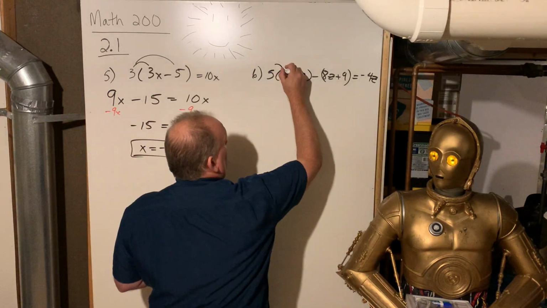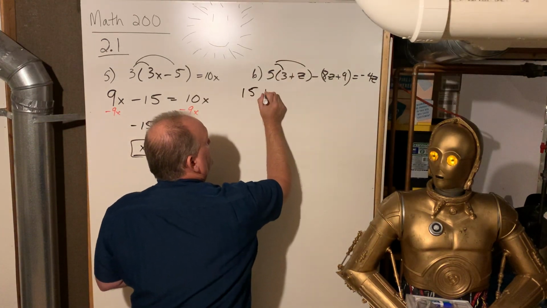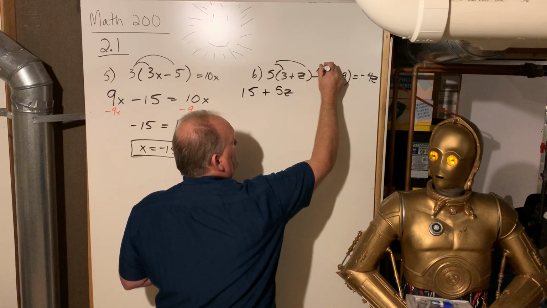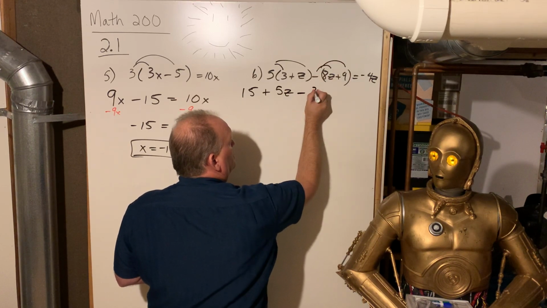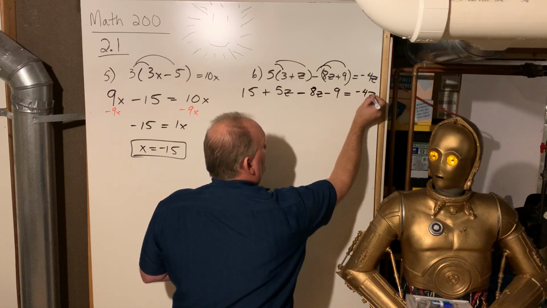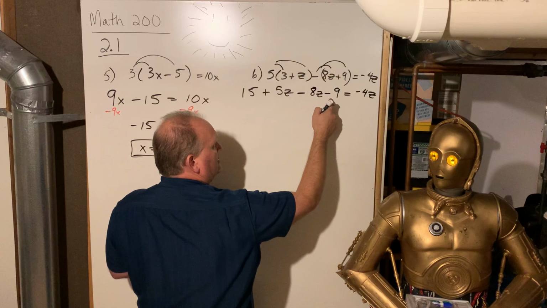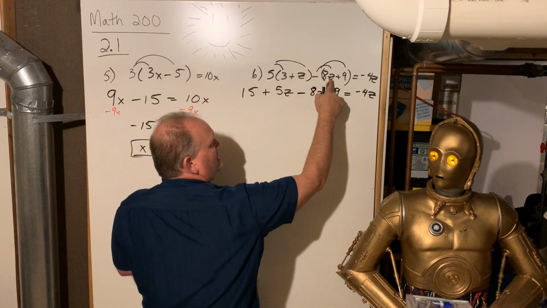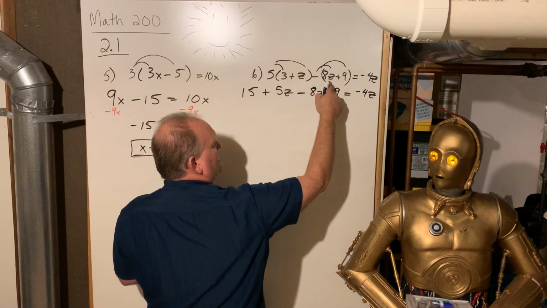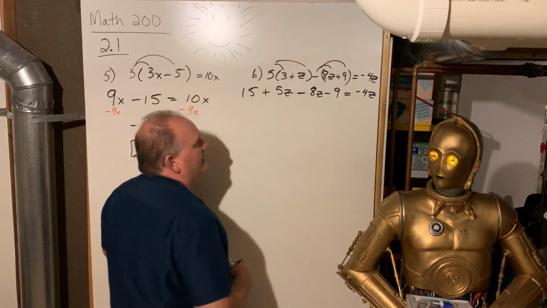All right? Distributive property, 15 plus 5z. Now this negative distributes to both of those. So if you worked ahead in the packet, and you have a plus 9 there, you made a mistake. That negative changes the sign of both things inside of the parentheses. It's like negative 1 times that and negative 1 times that.